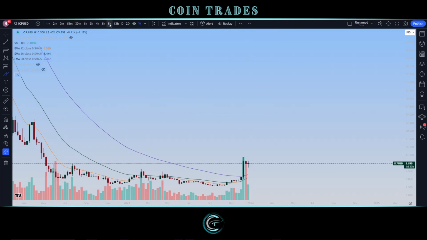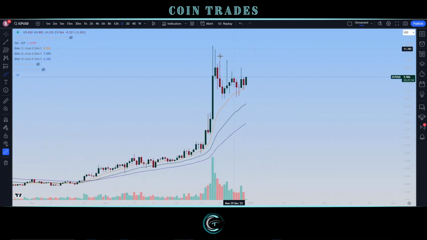So seeing all of this consolidation move for the ICP chart after having a big pop off and rally, consolidation like this is normal, and we know that it does take a little bit before we ultimately see the next big breakout and the next big move to the upside.